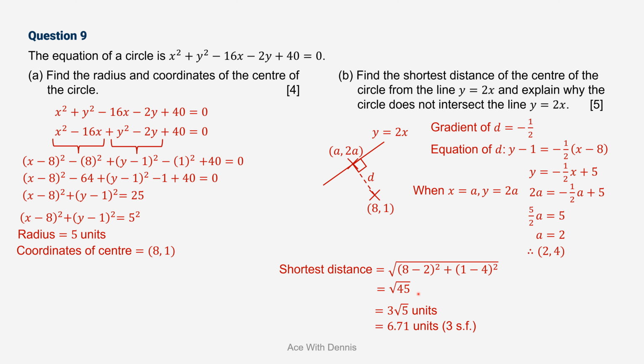Now, when you press the calculator, we know this value is 6.71 units rounded to 3 SF. So why do we want to do this? So that we can compare this length with the radius. From here we can see that the shortest distance is greater than the radius. So this tells us that the circle does not intersect the line. If the circle intersects the line, then the shortest distance should be less than the radius.